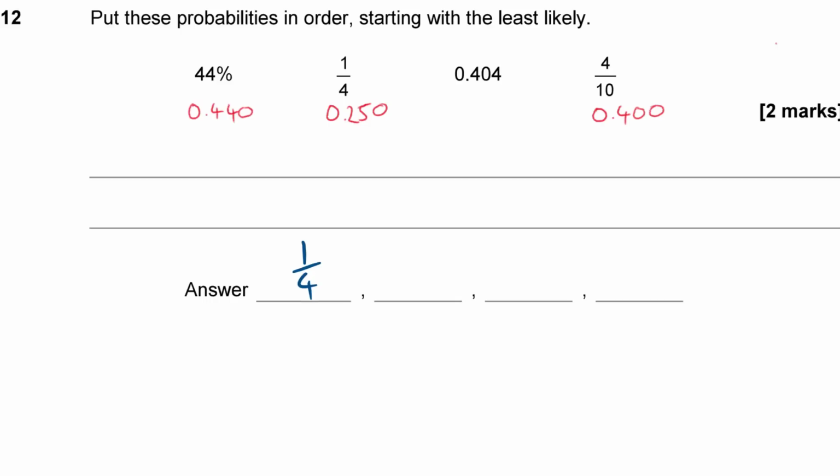The next biggest one then is my 0.400 or 4/10. That's going to come next. Next in size is the 0.404. And finally I've got my 44%. I notice when I wrote them down, I wrote them back in the same units they were to start with. Because that was the form they gave them to me, that's the form I'm going to give them back as their answer.